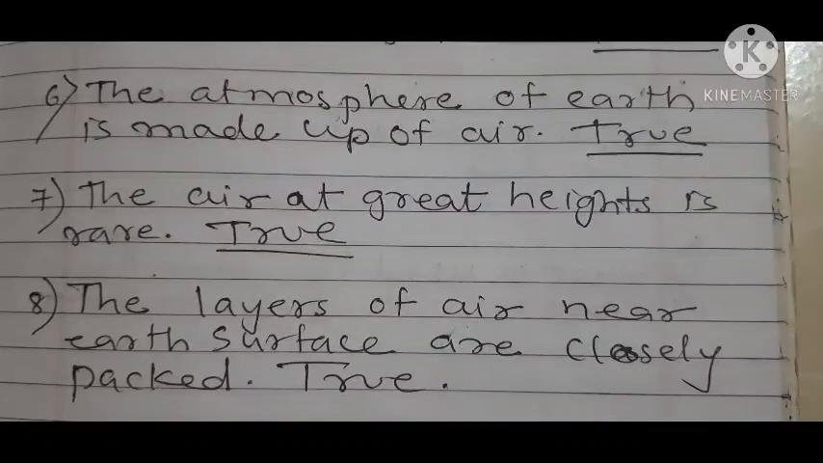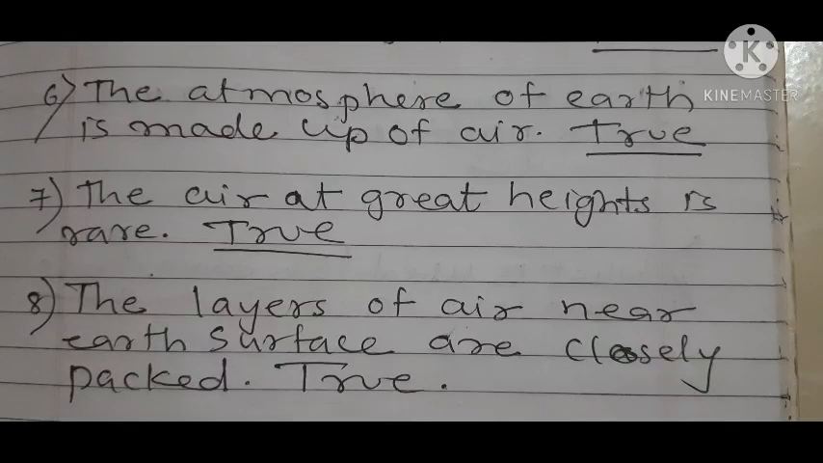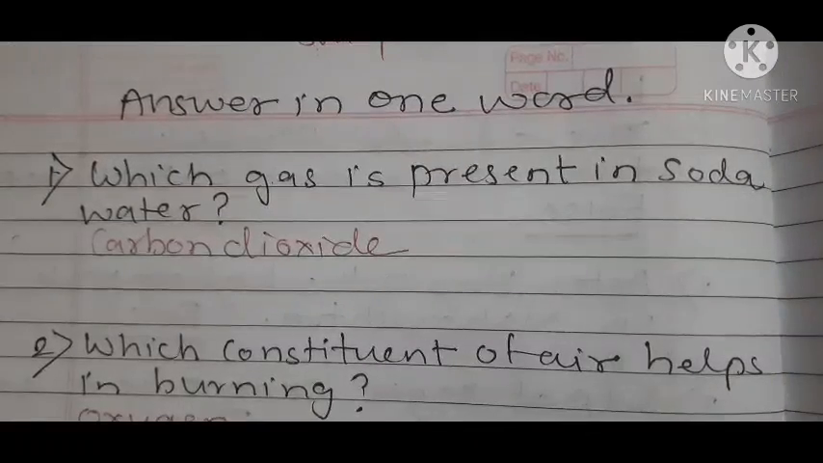The atmosphere of the earth is made up of air. True. Air at a great height is rare. True. Layer of air near the earth's surface are closely packed. True.